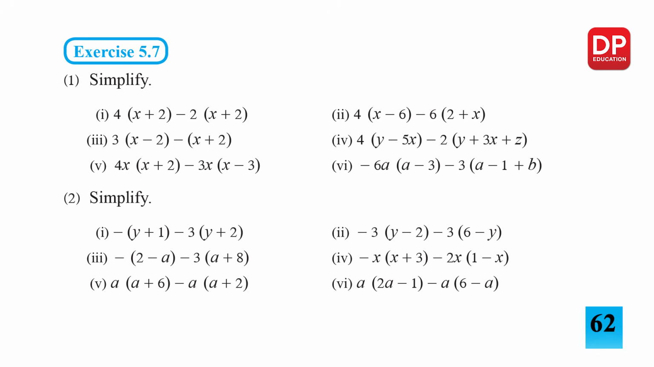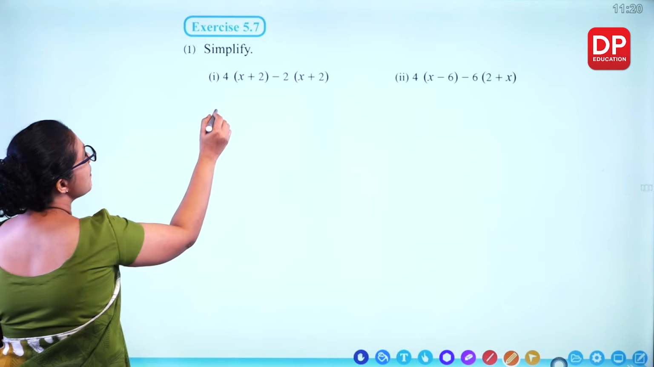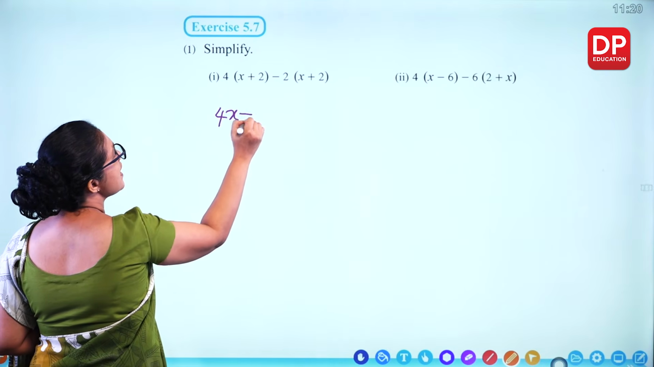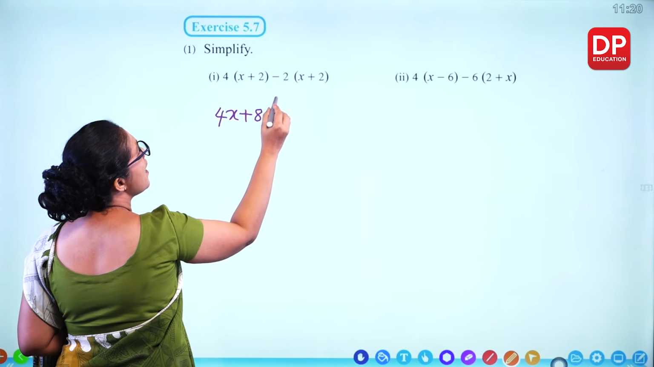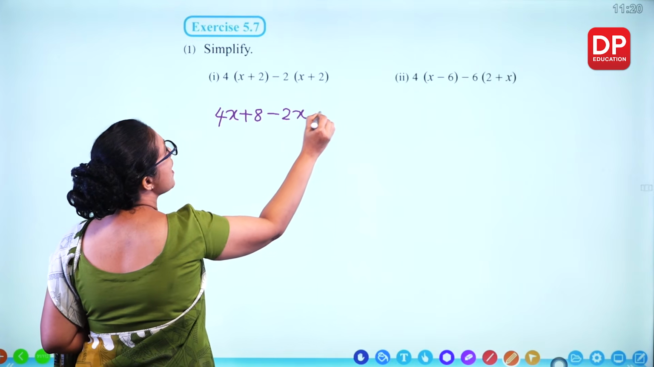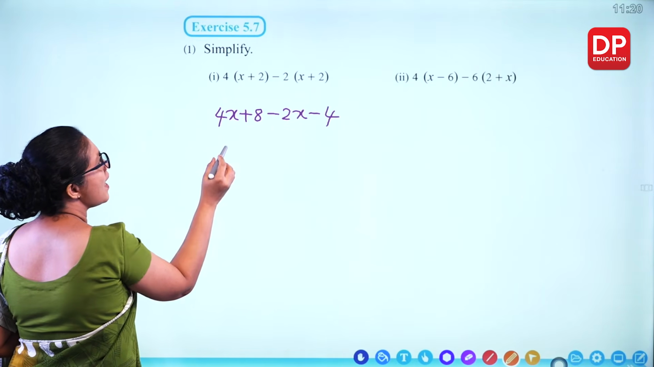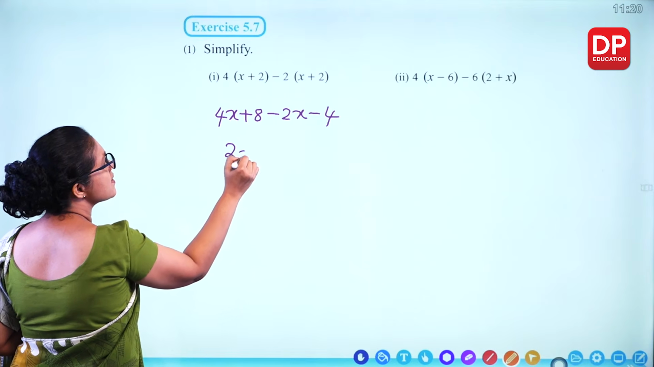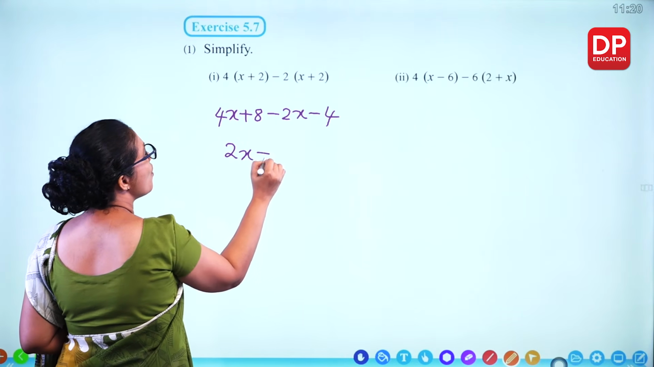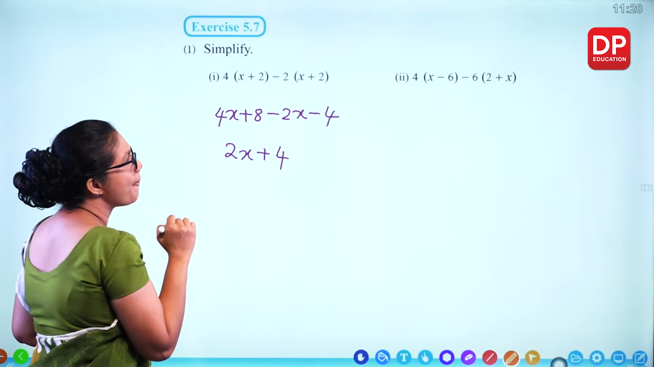Exercise 5.7, simplify. Multiply by 4 first, 4x plus 8. And multiply by minus 2, minus 2x minus 4. Add like terms, 4x and minus 2x, 2x. 8 minus 4, that's plus 4.